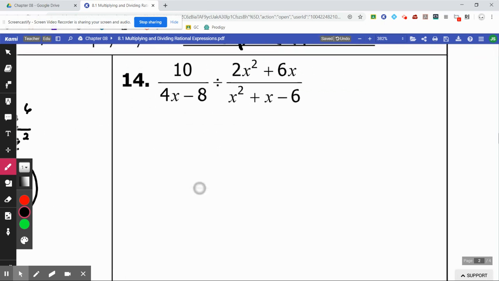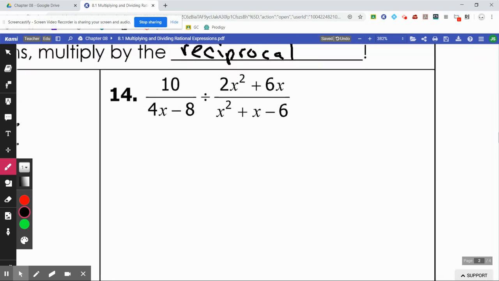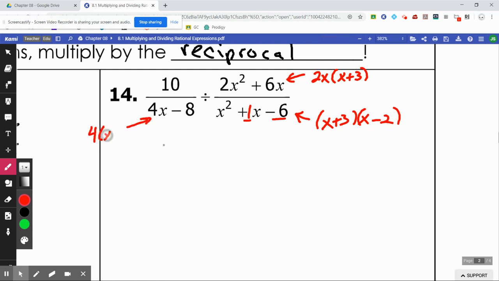Next problem. Again, you can factor. I like to go ahead and factor it where it's at. Like this top here is going to factor into, pull out a 2x, you're left with an x plus 3. The bottom here is going to be 2 sets of parentheses, x and x, adds, multiplies as a positive 3 and a negative 2. This turns into 4 parentheses x minus 2.